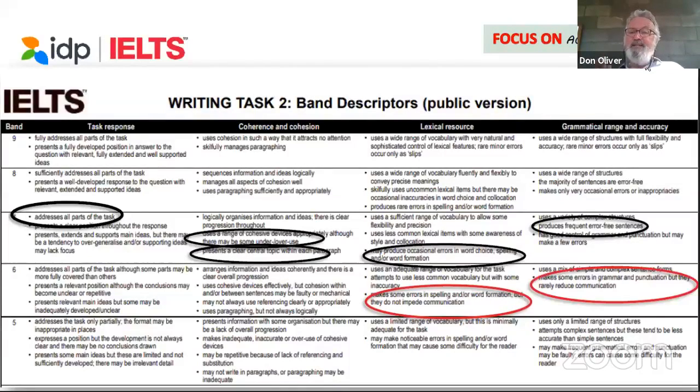And you'll see at band 6, you can make more errors, but these errors cannot confuse the reader too much. When they begin to confuse the reader, then you go down to a band 5.